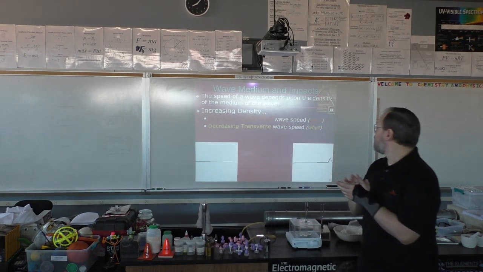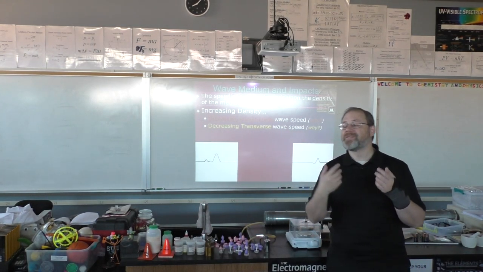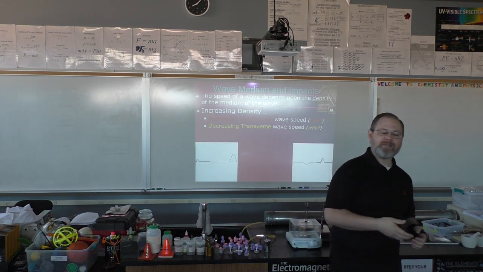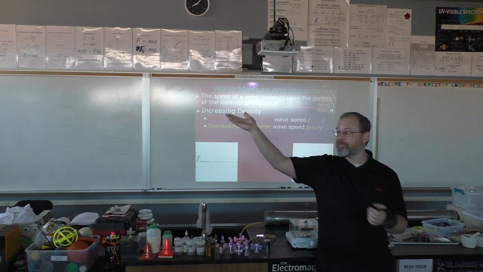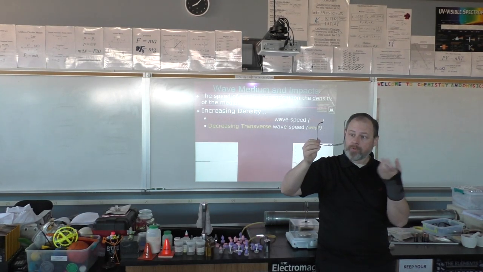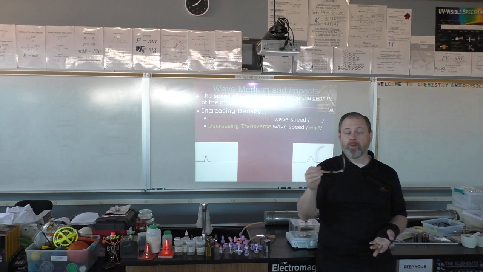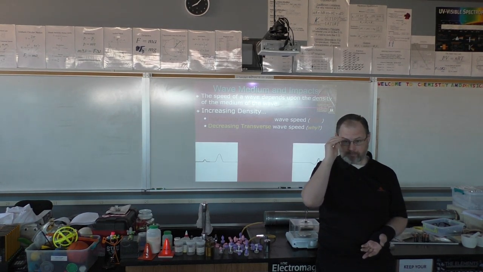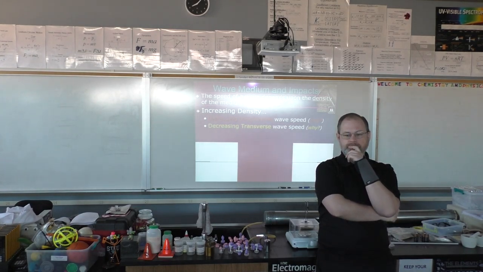So speed increases in longitudinal waves with density, but decreases with transverse waves. Light can travel through glass, but slows down when it goes through more dense materials. Why is that? Like the wave part of light, where it scattered.